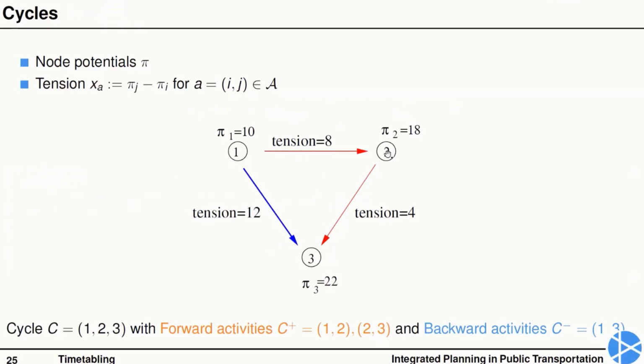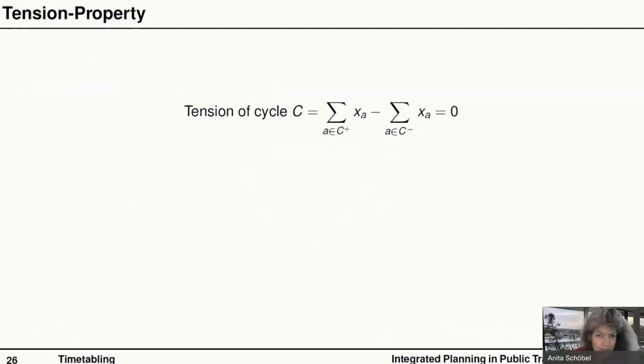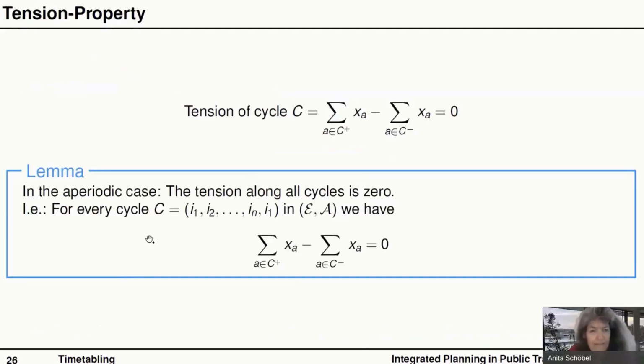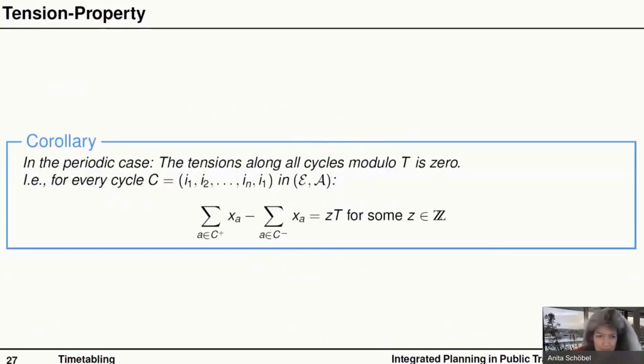So adding up the forward tensions and subtracting the backward tension should always be the same. So the forward tension and the backward tension should be the same number, in other words. And this is the tension of the cycle. And then the lemma tells us for the aperiodic case that the tension along all cycles is 0 if we have a feasible timetable, meaning that for every cycle we have that these tensions are 0. And in the periodic case, we have that the tensions along all cycles modulo t are 0.